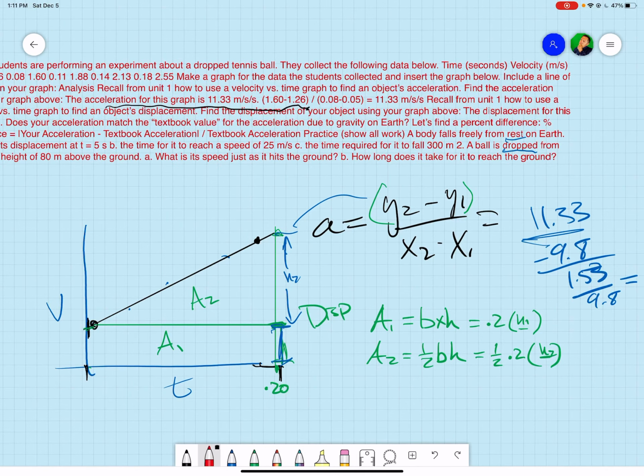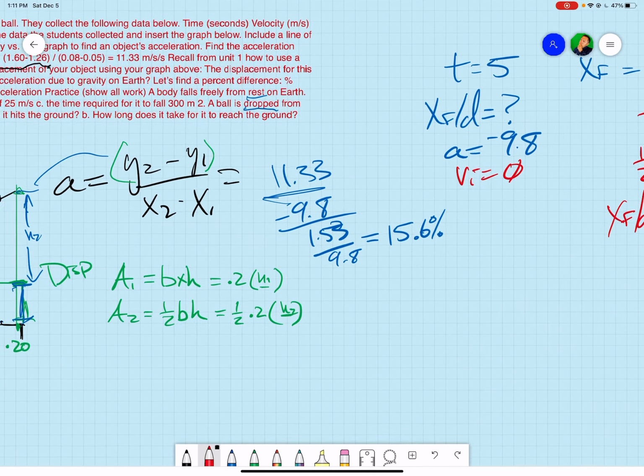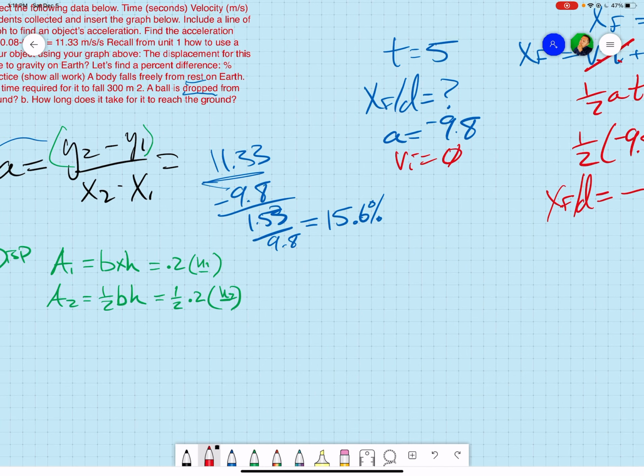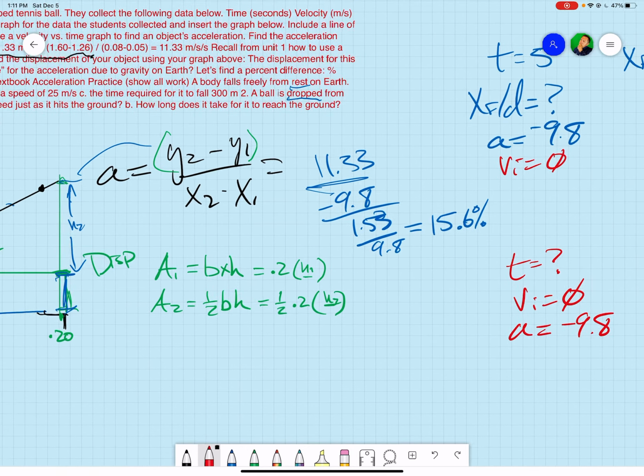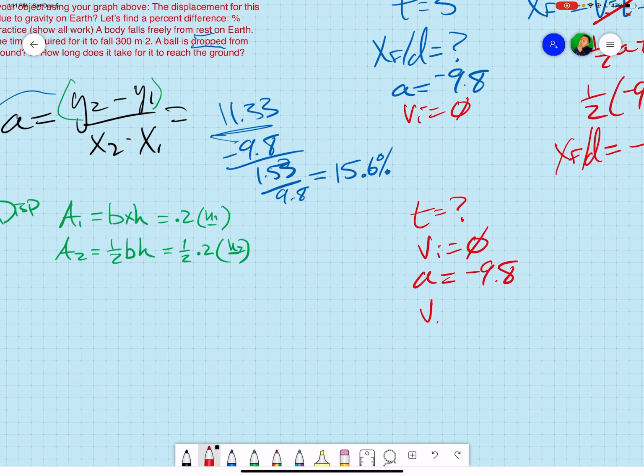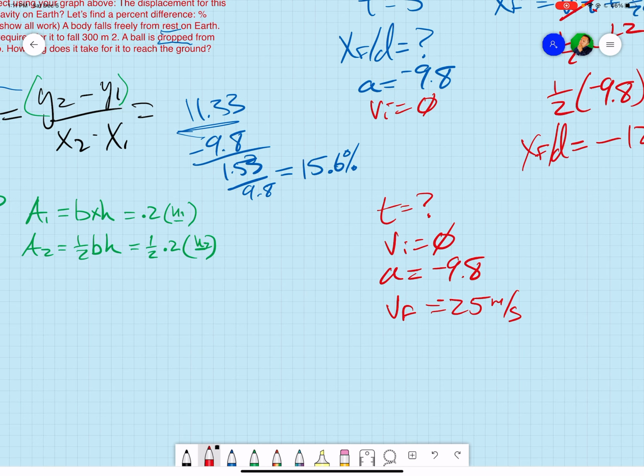How long does it take for it to reach a speed of 25 meters per second? So if we take this down here, we say t is equal to question mark. v i is still 0. Acceleration is still gravity. And speed of 25 meters per second, that's really v f is 25. It's going to be negative because it's going down. If your teacher doesn't care about negatives, you could just ignore the negatives. I like to always make it negative 9.8.